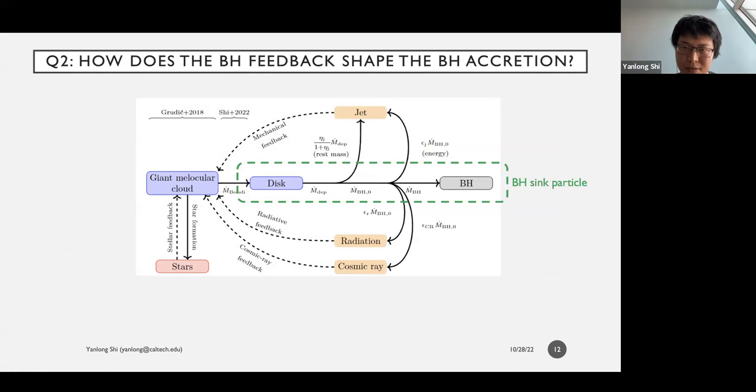And the second part is about the feedback. So we include a subgrid model of the black hole feedback. Now this is just a diagram that shows the process of accretion. We include a subgrid model which includes a disk and also a black hole. So the mass flows first from the gas reservoir to the disk, which is some kind of secondary gas reservoir, and then from this disk to the black hole. But there are also different kinds of mass or energy loss in different ways that will also deposit back to the GMC, or giant molecular cloud.